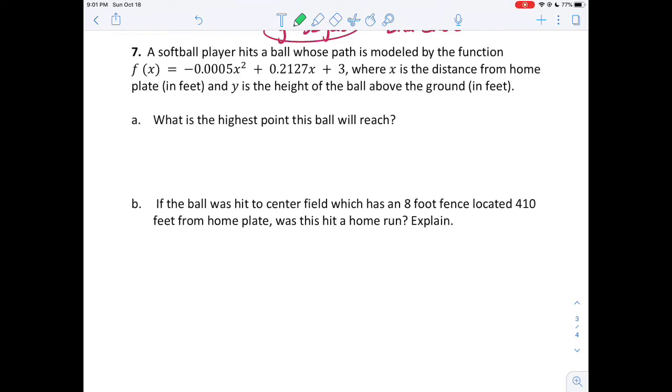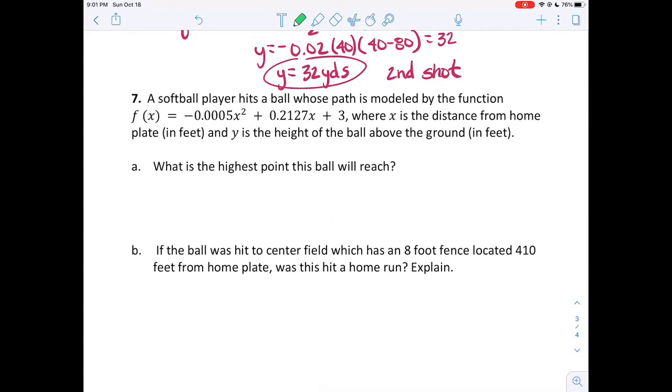Let's look at another ball example. Example number 7 says that a softball player hits a ball whose path is modeled by the function f of x is equal to negative 0.0005x squared plus 0.2127x plus 3. x is the distance from home plate in feet, and y is the height of the ball above the ground. All right, so I can very easily see that I have a function in standard form where this is a, this is b, and this is c.